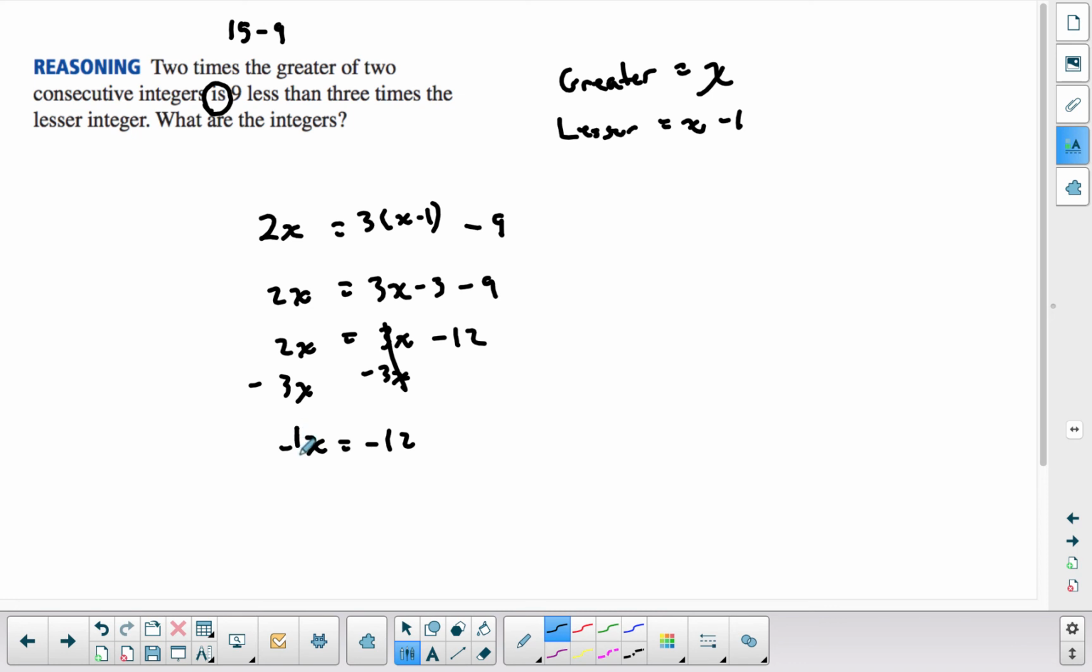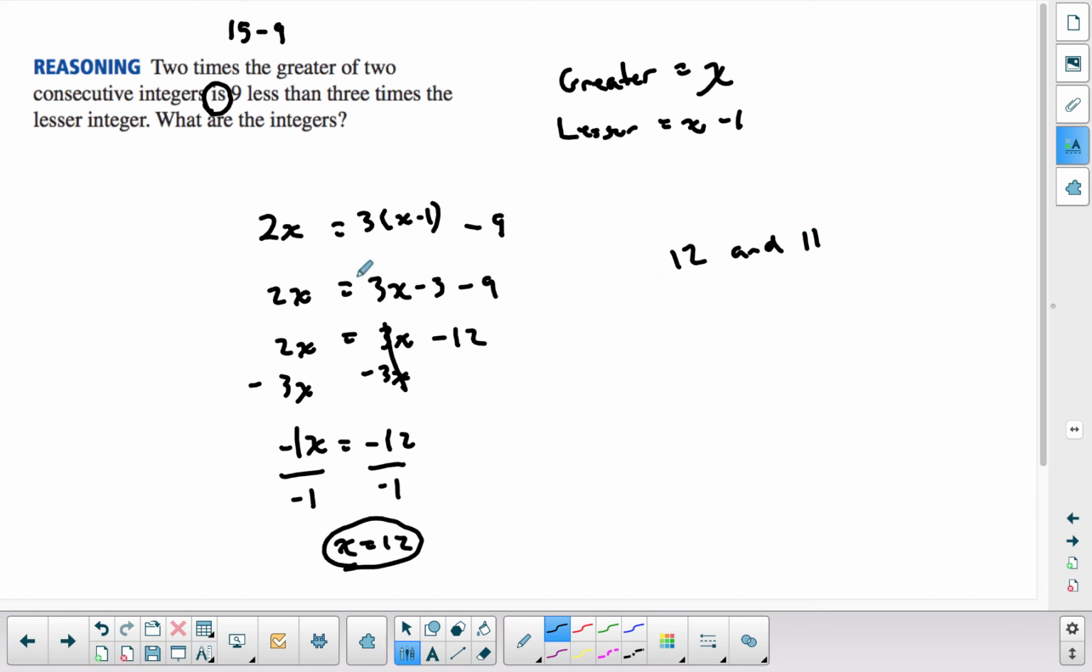If I put the coefficient here that you can't see, negative 1, I'm going to divide by negative 1, divide by negative 1, and a negative divided by a negative is a positive. So you get x is the same as 12. And I think it helps to go back and look at what the question was asking. It says, what are the integers? I haven't really answered what they're asking. But x we said is the greater integer, so if the greater one is 12, the other integer has to be the lesser one. So the other one, if they're consecutive, has to be 11.